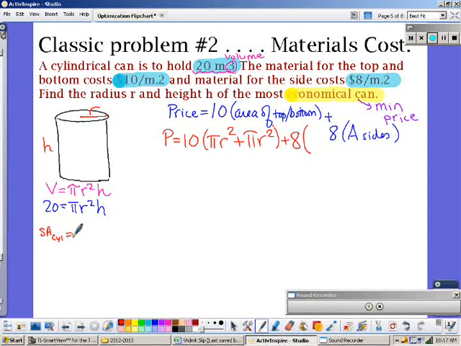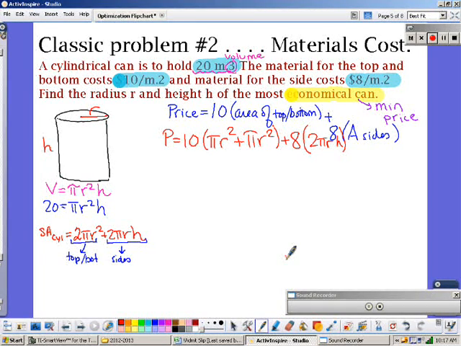I'm going to write it over here to the side. The surface area of a cylinder is 2 pi r squared plus 2 pi r h. The 2 pi r squared right here, that's the top and the bottom, which we already found over here. That means that the 2 pi r h has to be the sides, the area of the sides. So let's take this part right here, the 2 pi r h, we're going to substitute it in for the area of the sides. There we go.